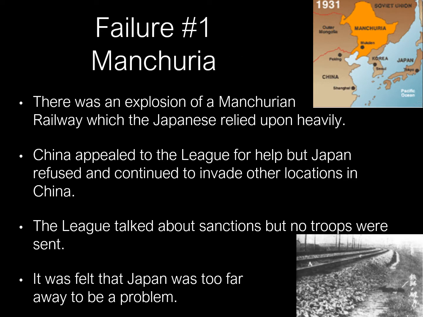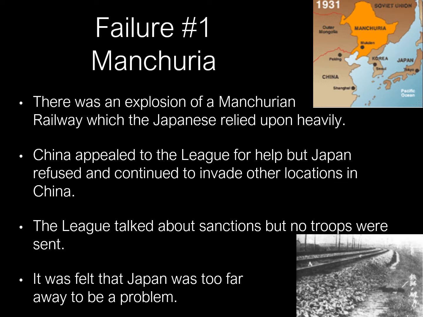It was a failure because Japan was originally part of the League of Nations, and it was a very valuable member because of its status. But it was a growing power, and there was an explosion on the Manchurian Railway, which the Japanese relied on heavily. Because of this explosion, China, which was in the middle of a civil war, appealed to the League for help, but Japan refused and continued to invade other areas around China.